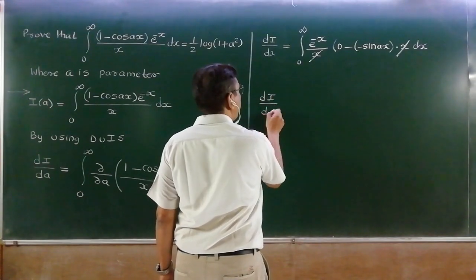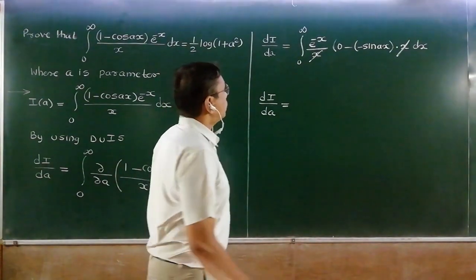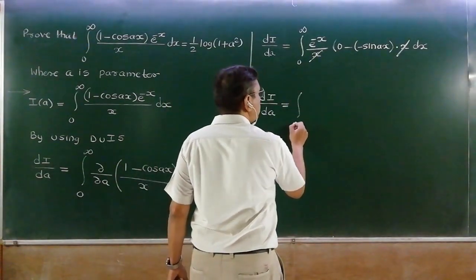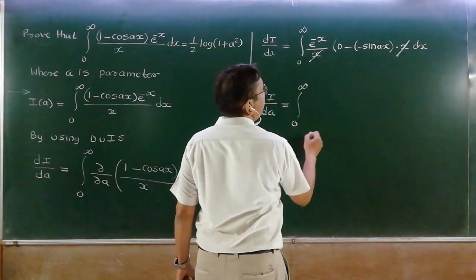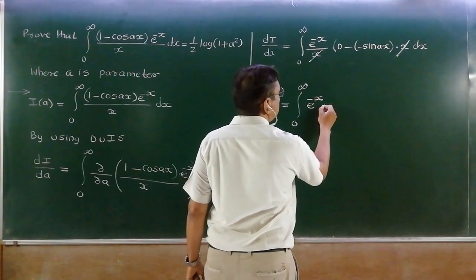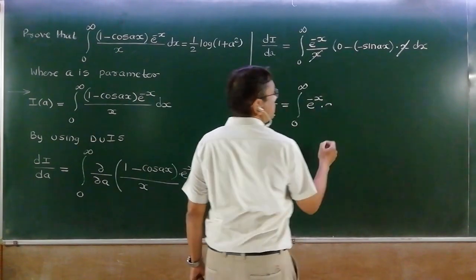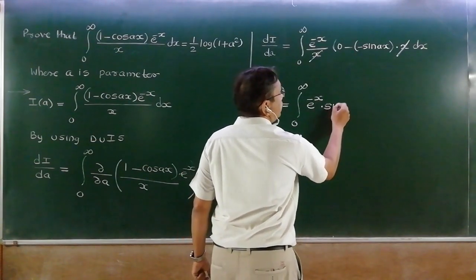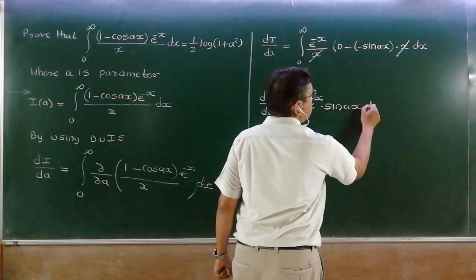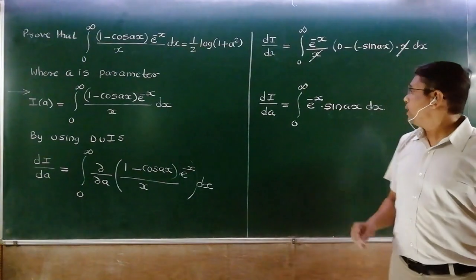So here x gets cancelled, so that we have dI by dA is equal to the integral from 0 to infinity of e raised to minus x into minus minus plus, therefore sin ax dx. Now we have to integrate this and put the limits to get the value of dI by dA.